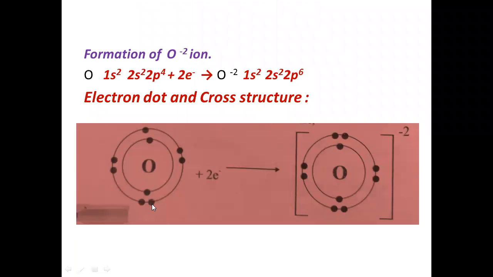Oxygen has 1, 2, 3, 4, 5, 6 electrons. I told you this is not the seventh one, it is mistakenly mentioned here. 2, 2, 4, and 6. After gaining 2 electrons, it will have 8 electrons in the outermost shell and will form a divalent anion.